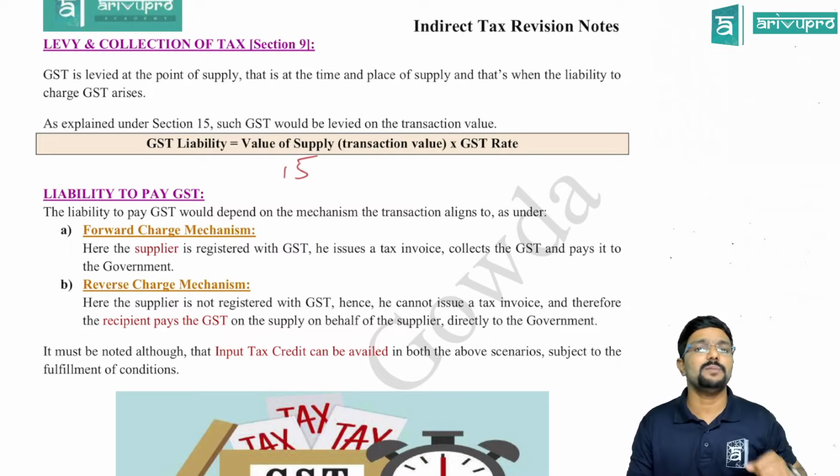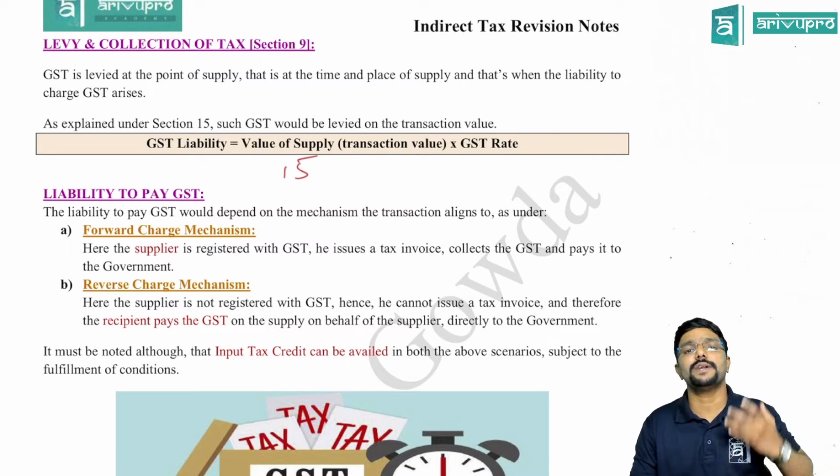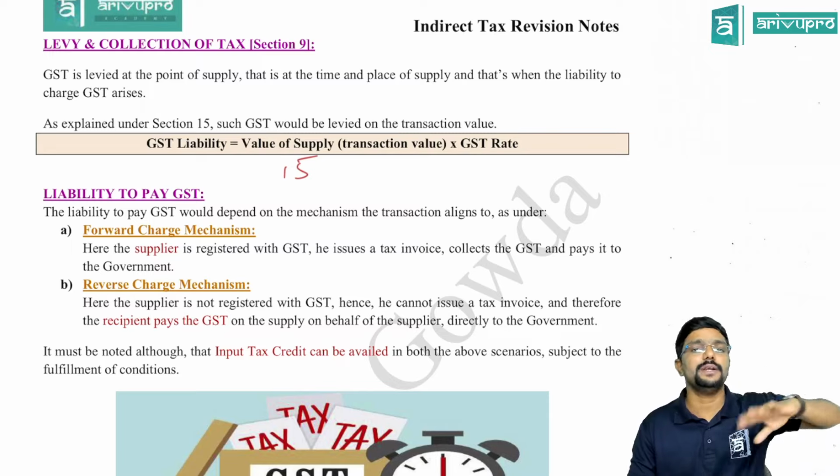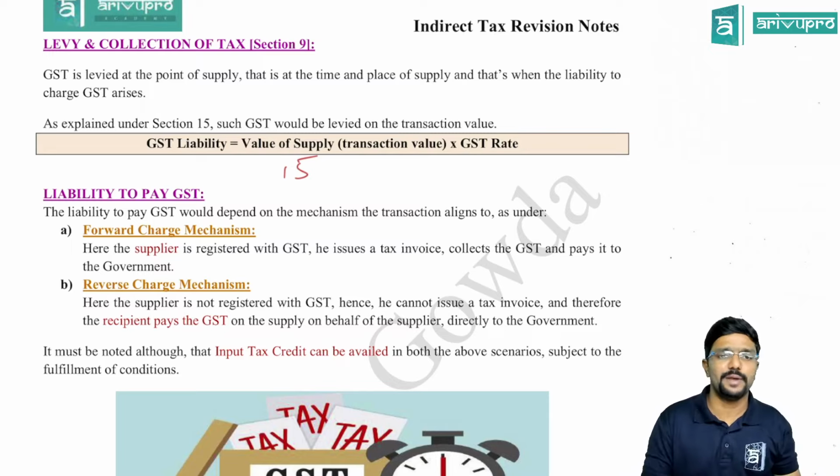And different rates will be applicable for different goods or services, guys. We have to know whatever goods I am supplying, what is the rate applicable for it, and I have to collect the same from the recipient and give it to the government. Chalo. If not, I have to pay out of my pocket.